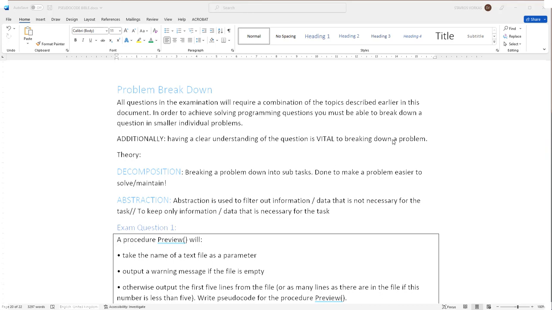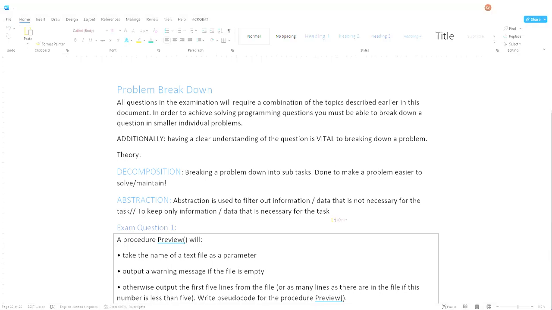Now, abstraction, again, is quite similar, okay? It's essentially used to filter out any information that's not necessary for the primary task, or essentially the exact opposite, to keep only the information that is necessary for the task.